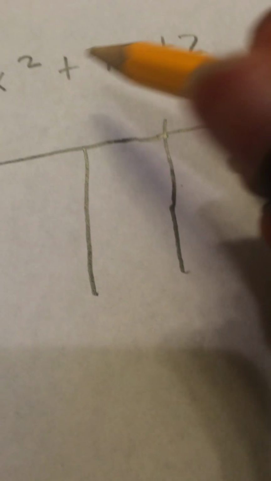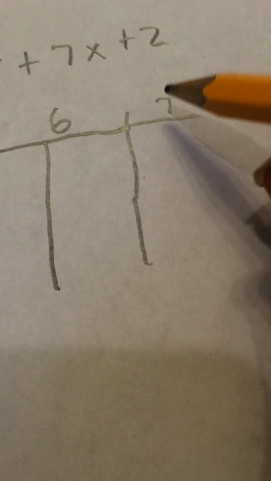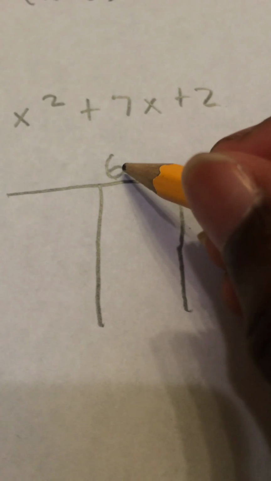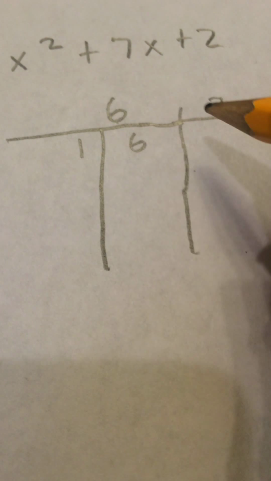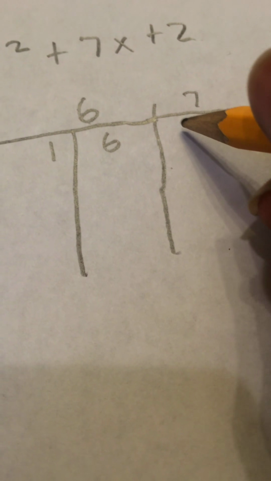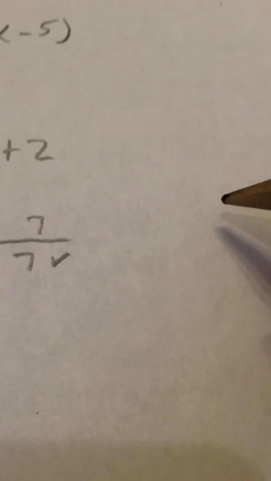When you multiply these two numbers, you're going to get 6. But you want to get numbers that are going to add up into your b value, which is 7. Now you have to find the factors of this number right here. You start with the lowest, which will be 1 and 6, and check to see if that adds up to be 7. And that is 7.